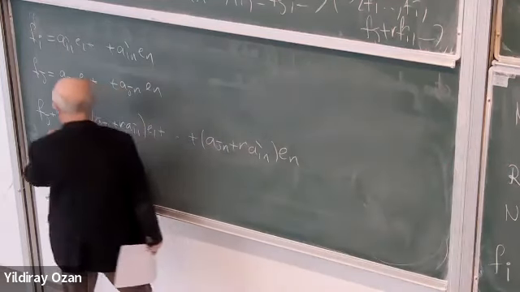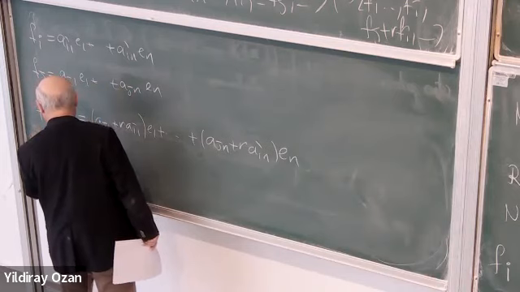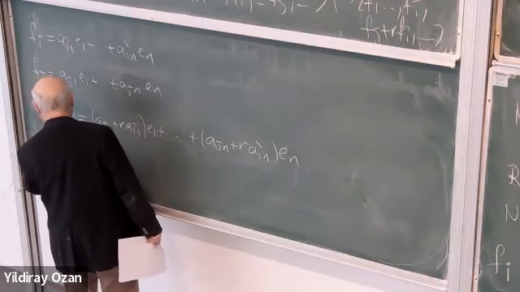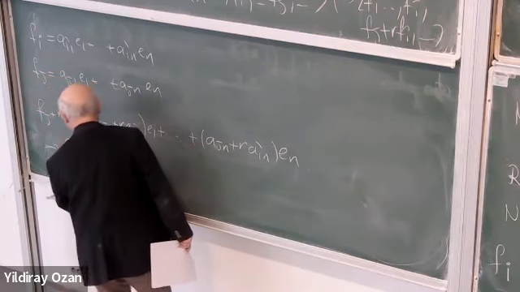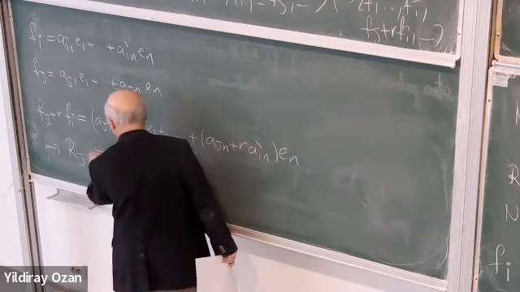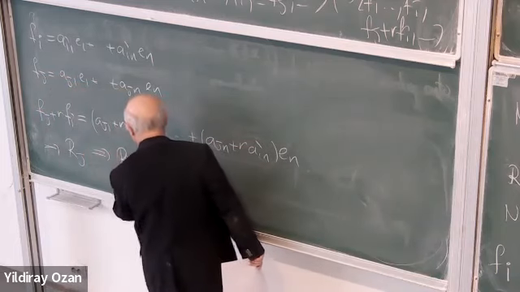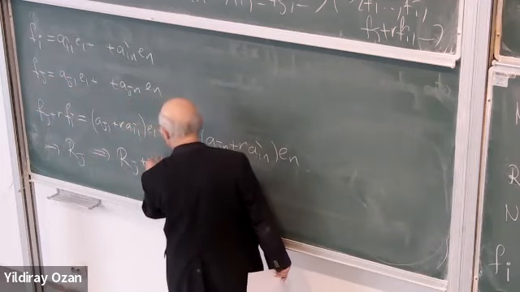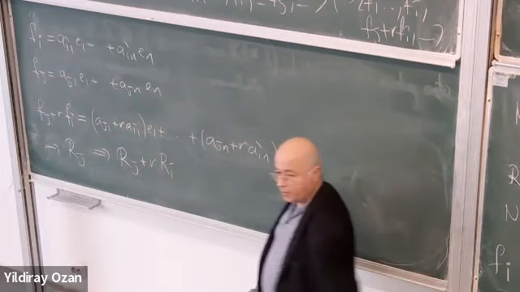So here, this operation corresponds to what? The jth row is replaced by the jth row plus r times the ith row.